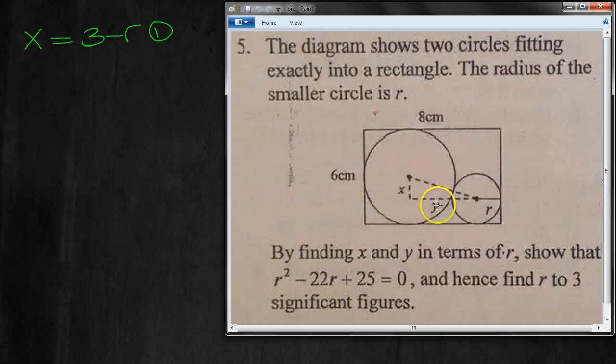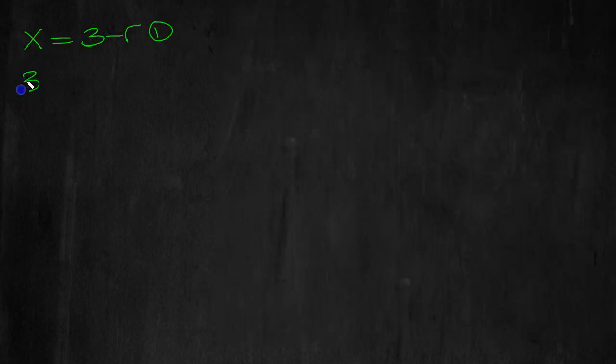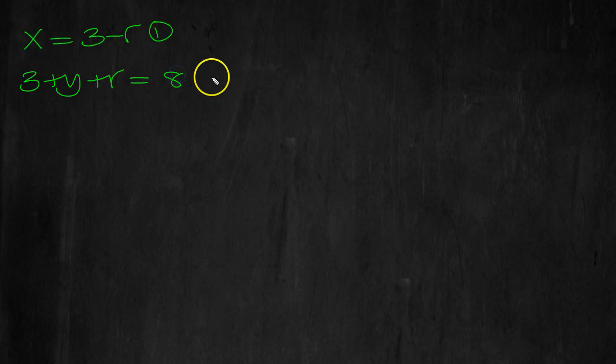So r plus y plus this distance, which is half the circle, which is 3. So 3 plus y plus r equals 8. So let's do that then. 3 plus y plus r is equal to 8, the horizontal distance. So that tells us that y is equal to, move the 3 over, 8 minus 3 is 5 minus r.